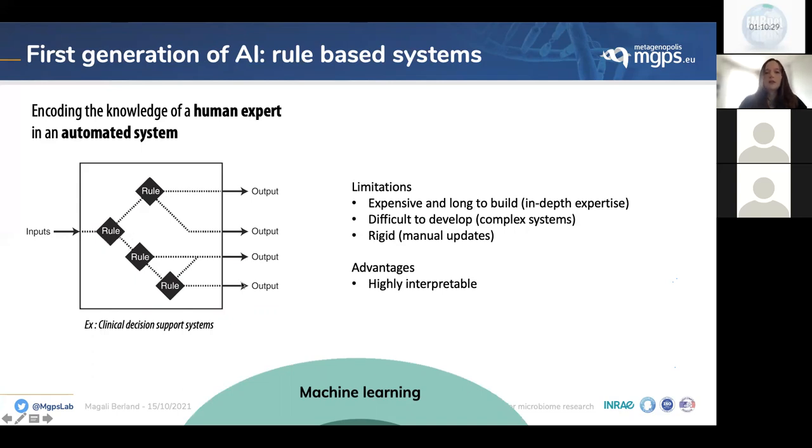But the limitation of such a system is that it's expensive and long to build. You need in-depth expertise of a human. It's difficult to develop when you have a complex system, and it's quite rigid because it can be updated only manually.